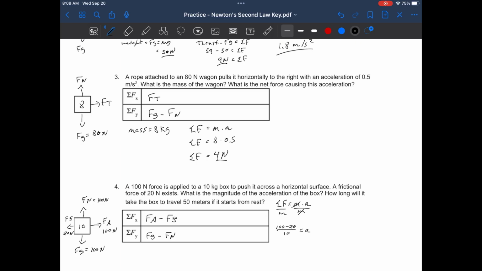So we got it all set up. 100 minus 20 is 80. 80 divided by 10 is 8. 8 meters per second squared is the acceleration. Now, acceleration is the one variable that crosses over between forces and kinematics. So let's see what happens.